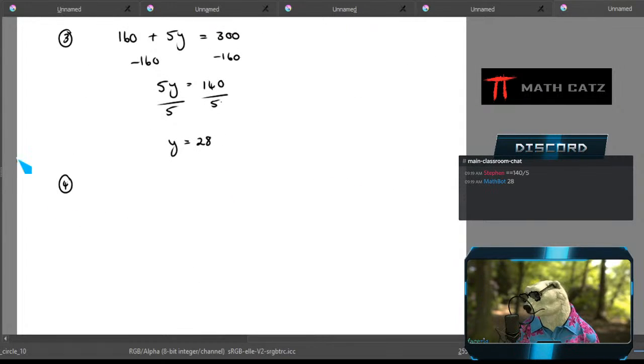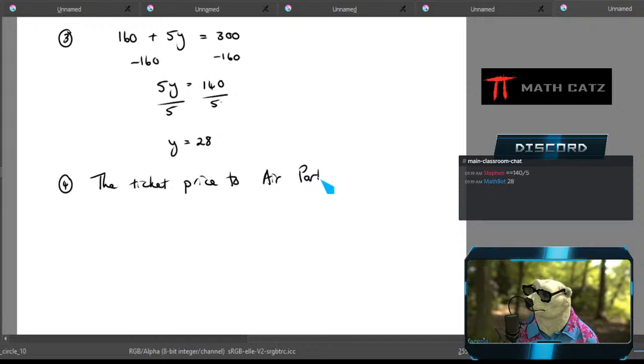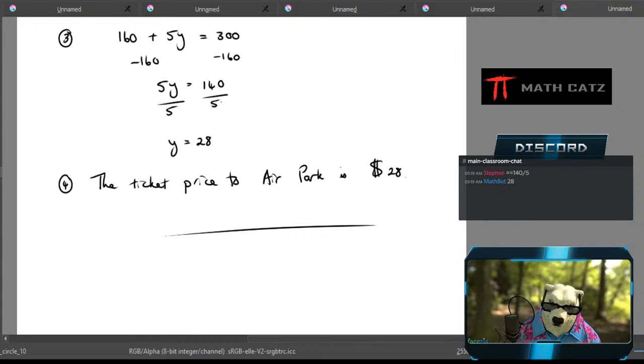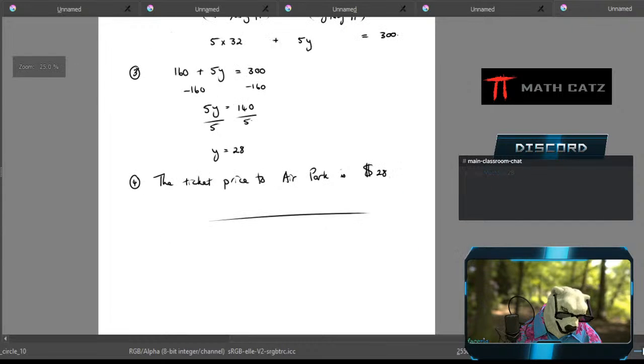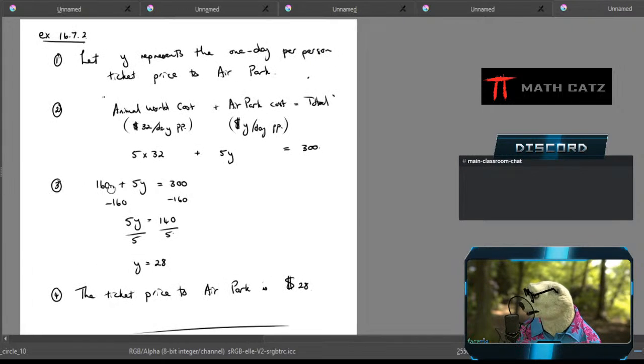I just need to say it in complete English. Okay. The ticket, everything's one day, so I'll drop the one day. The ticket price to Air Park is $28. Done. Let's zoom out maybe. Zoom out a touch so I can see the whole thing here. No, random line. There we go.